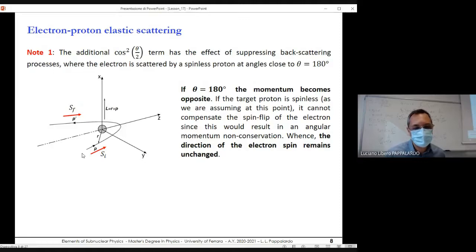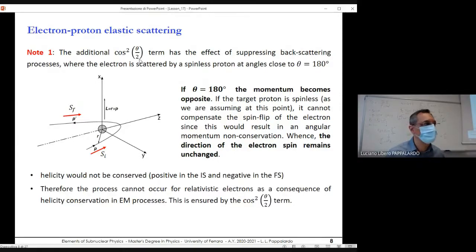Now, when the scattering is backward, okay, so 180 degrees, of course, the momentum now points in the opposite direction, but the spin is still there. It's still pointing in the same direction because there is no way for a spinless proton to absorb the spin flip. Clear? So we started from a configuration where the incoming electron had a positive helicity, and we are now in a configuration where it has a negative helicity, where the spin points in the opposite direction to the momentum. And since helicity is conserved in electromagnetic processes, this cannot happen. And indeed, this is killed by this cos θ square. When θ is 180, this term kills the cross-section. Okay.